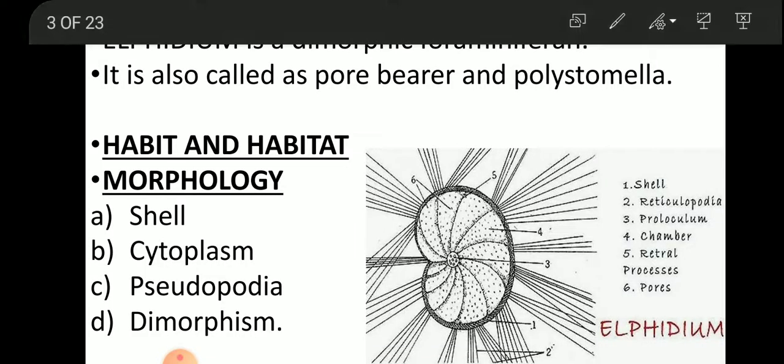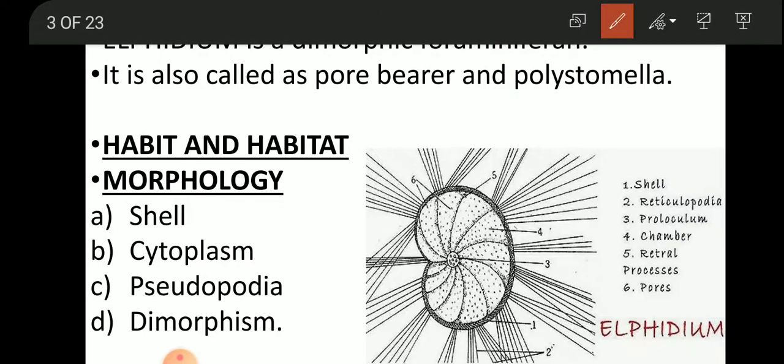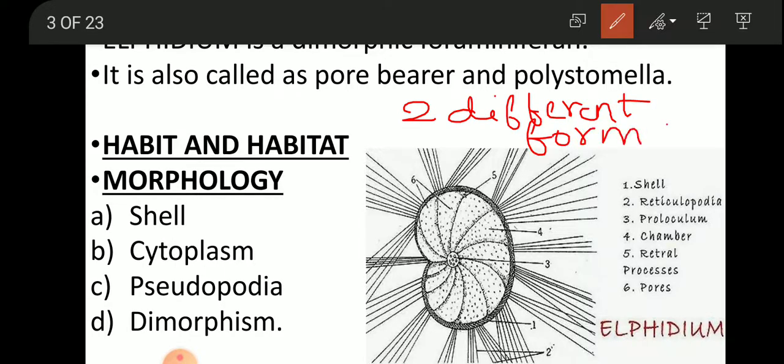Elphidium is dimorphic. Here you can see what is dimorphic: Elphidium is a dimorphic foraminiferin. What is meant by dimorphic? Dimorphic means the organism occurs in two different forms. What the two different forms of Elphidium are, we'll be studying later. First remember that dimorphic means the organism exhibits two different forms.